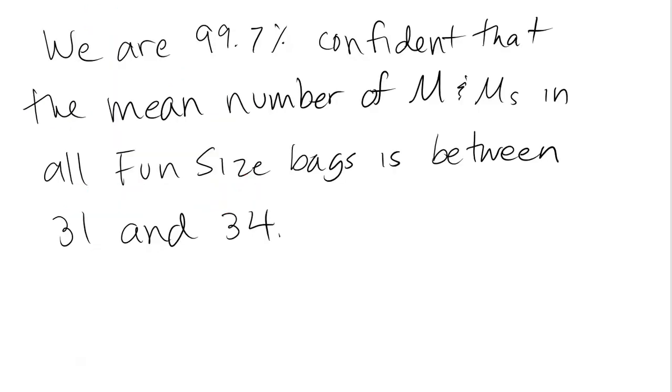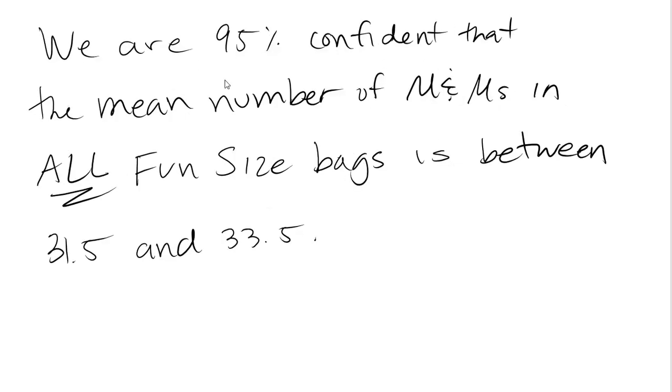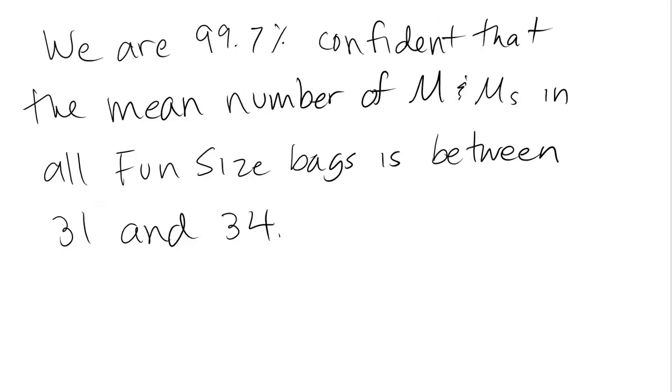Notice that our interval got wider. When we were 95% confident, we went from 31.5 to 33.5. When we went for more accuracy and up this to 99.7%, we lost some precision. Our interval got wider. There's this balance between how sure you are that you're right and how wide your interval is. And this answers one question that I get asked quite a bit.